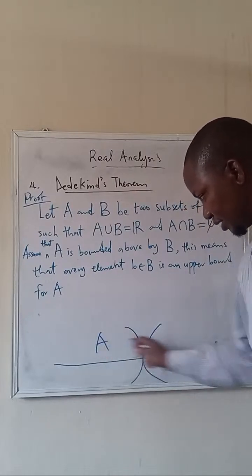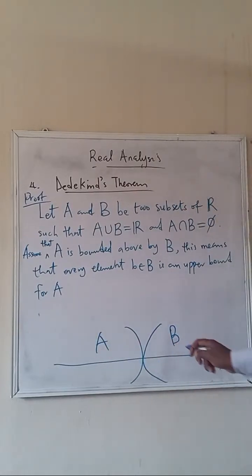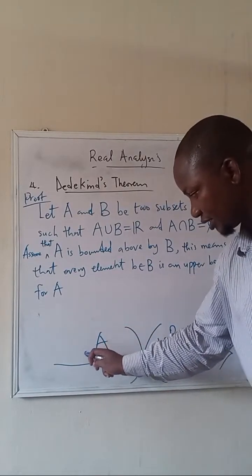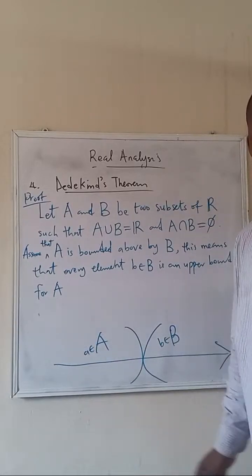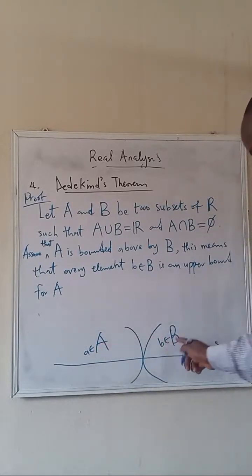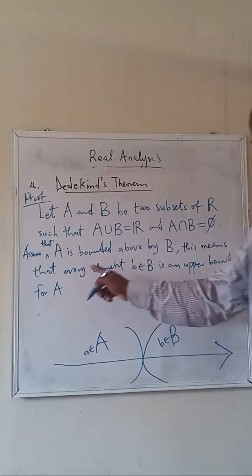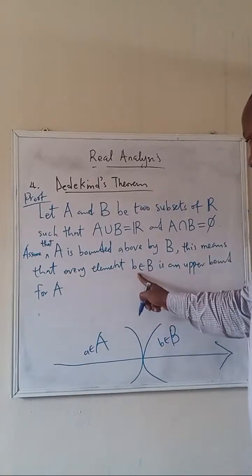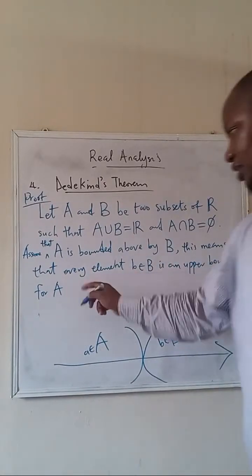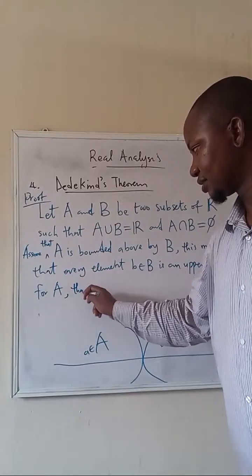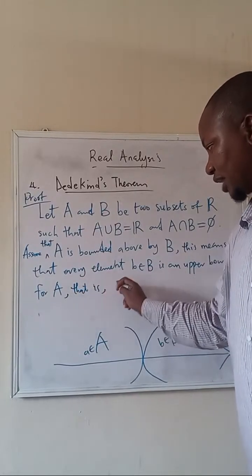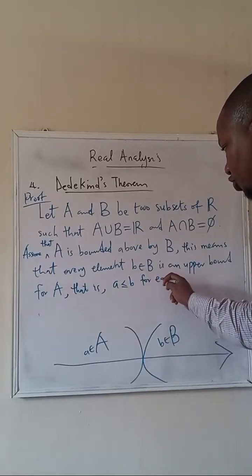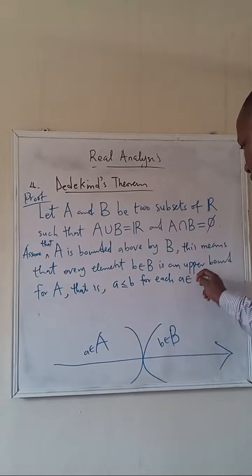This is A, this is B. Okay, let me also introduce element small a here. Element small a are here. Now this means that every element b in B is an upper bound for A. That is, a is less than or equal to b, for each a in A.